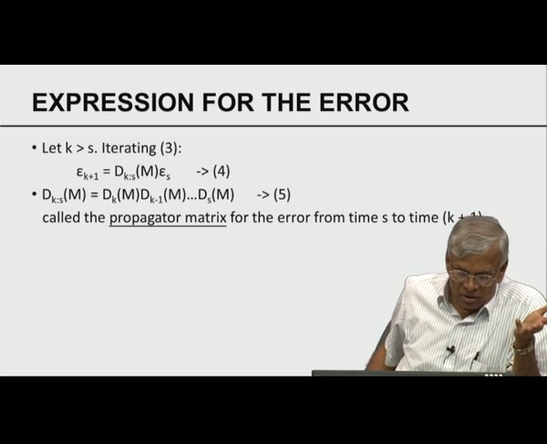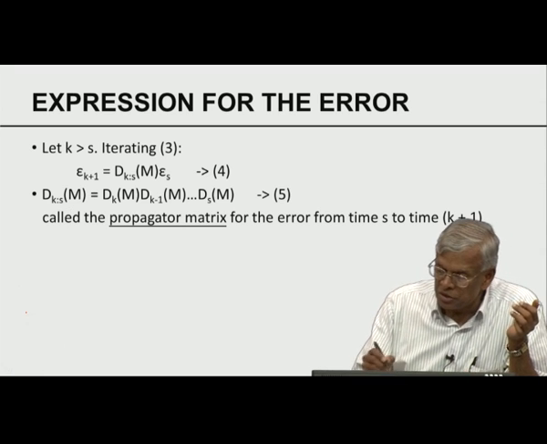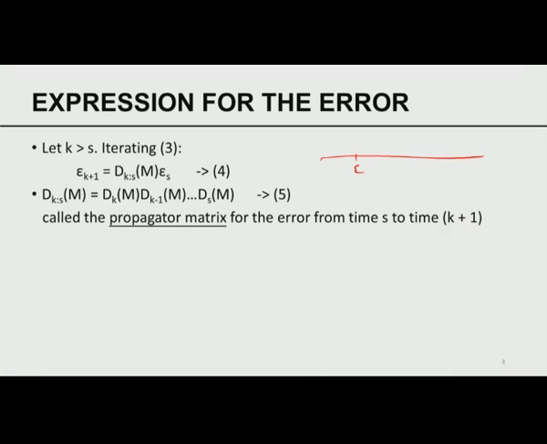So if I iterate 3, I get this expression. What is this expression? If I pick 2 instances in time, this is 0, this is time s, and this is time k. I would like to be able to express how the error at time s is related to the error at time k, and that is the relation. So s could be 0 or anything else. So this is a general expression. This tells you how the errors at 2 instances in time, separated in time, are related by the dynamics.